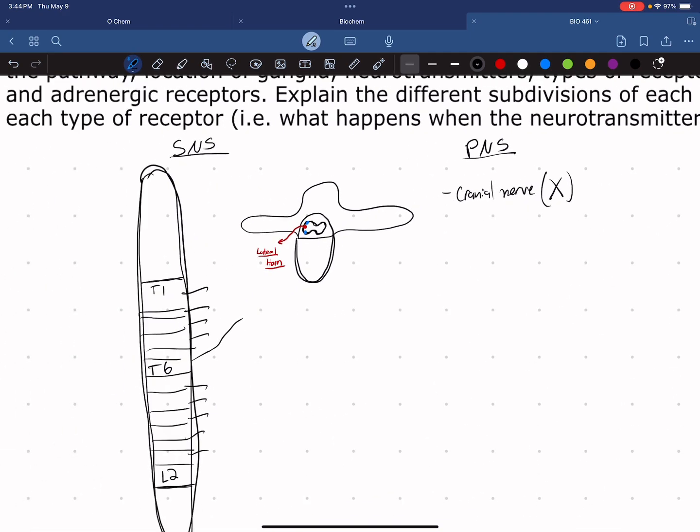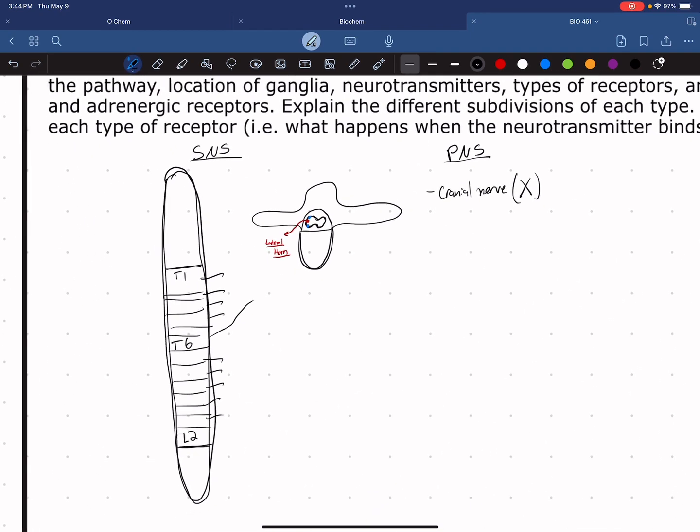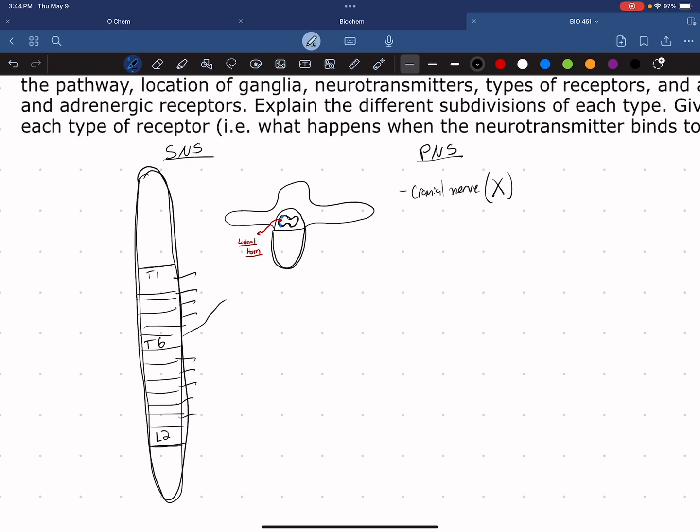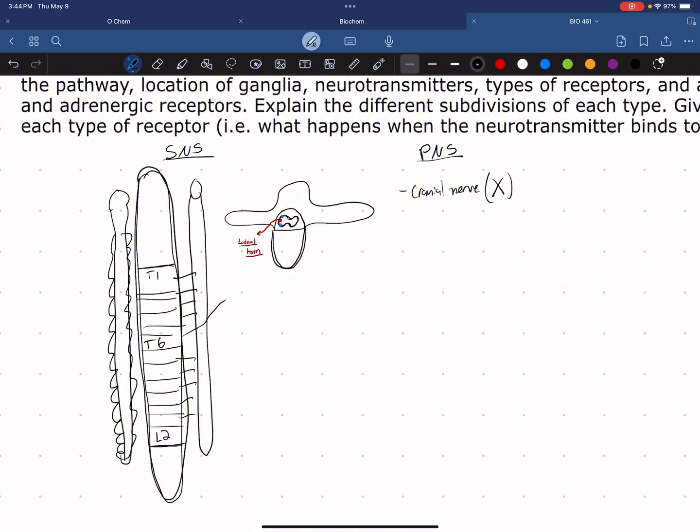And so when thinking about the location of the ganglia of each one of these nervous systems, besides on either side of the spinal cord, what we have are sympathetic chain ganglia right here on either side of the spinal cord, which will be where the sympathetic neurons will travel to directly from the spinal cord.